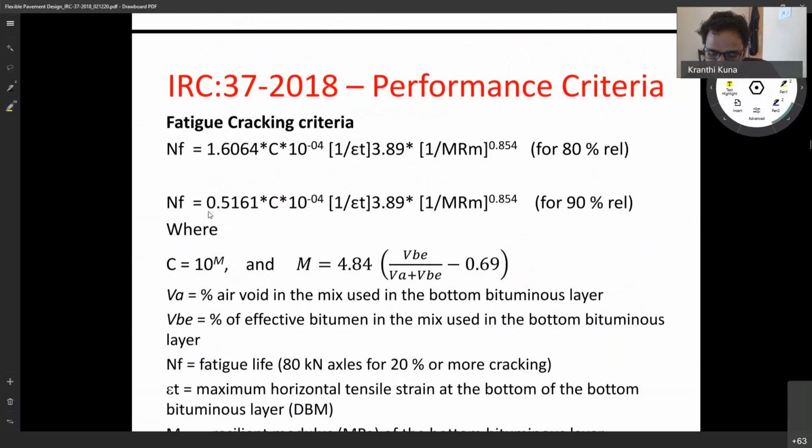So coming to the fatigue criteria, I already discussed this part. The only part that was not discussed is this term C. Earlier we discussed what this one is. MR is resilient modulus. Epsilon T, we know what epsilon T is.